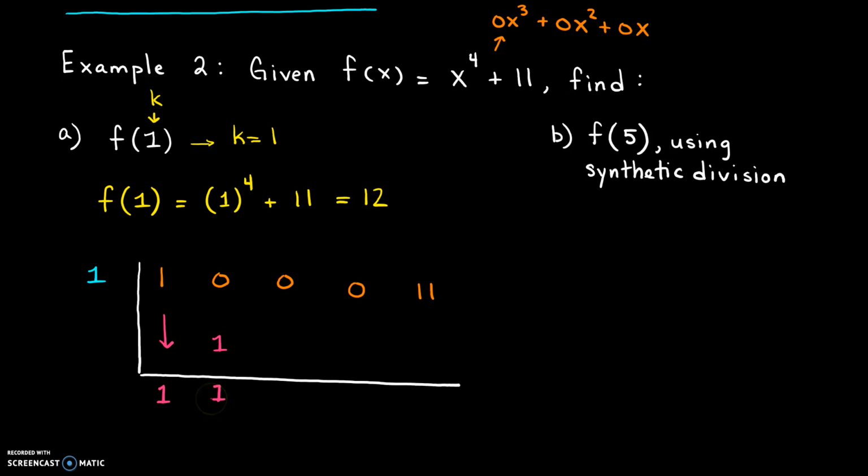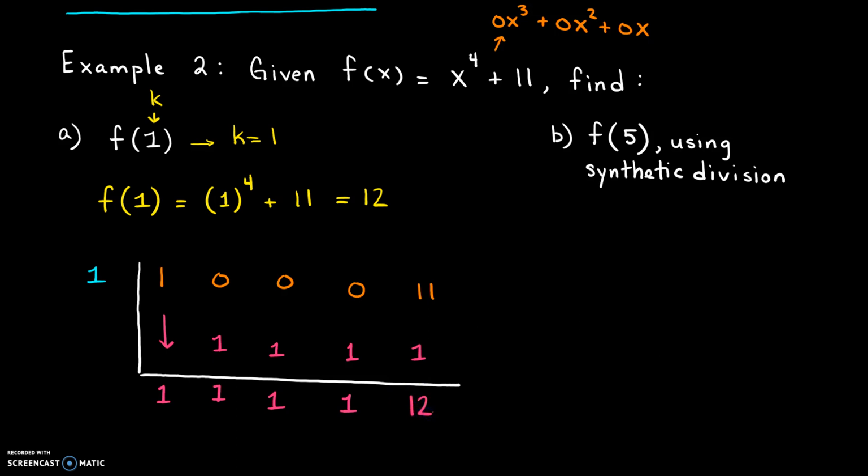1 times 1 is another 1, and then 0 plus 1 is another 1, 1 times 1 is another 1, and 0 plus 1 is another 1. It looks like we're getting a bunch of 1s, but then here we have 1 times 1 is 1, and then 11 plus 1 is 12.